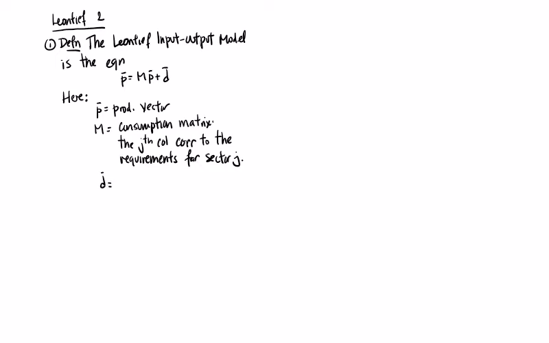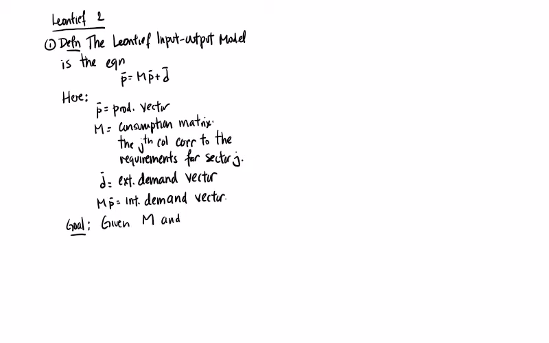D, this is the external demand vector. And MP, when we multiply those, we get the internal demand vector. So the goal in all of this, typically, is that M and D are given and we're looking for P. Now, we're going to divide this into a few cases, as we'll see.